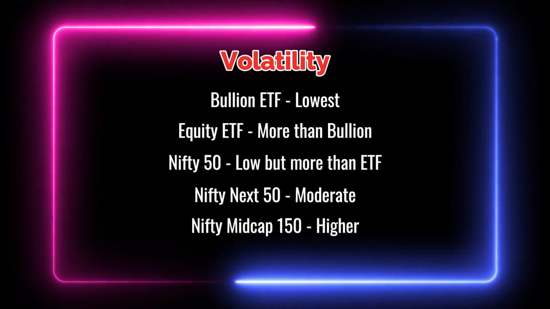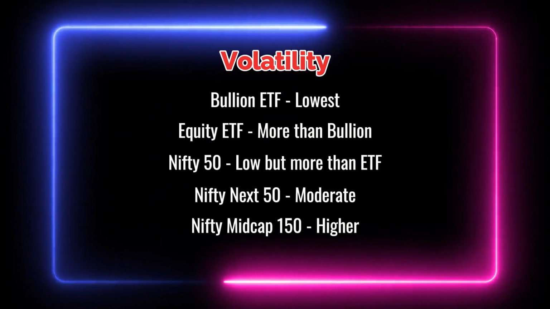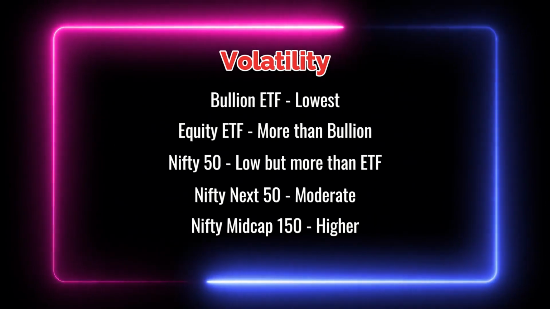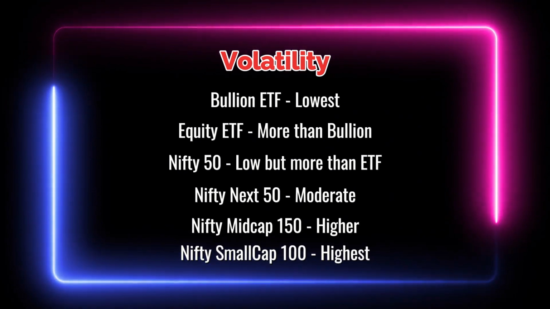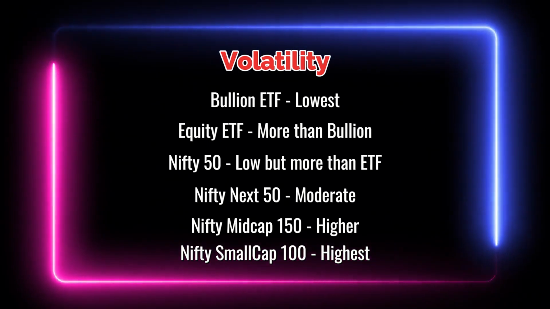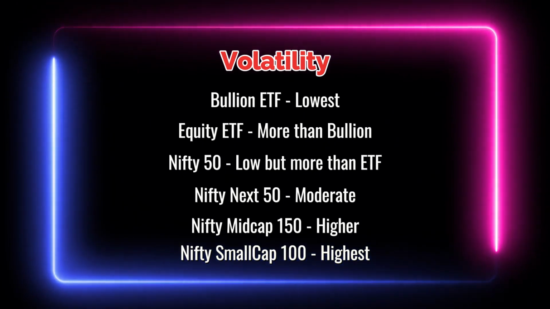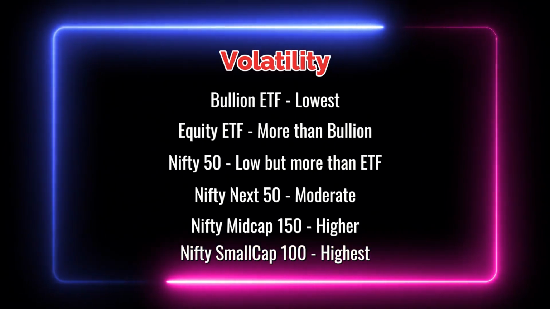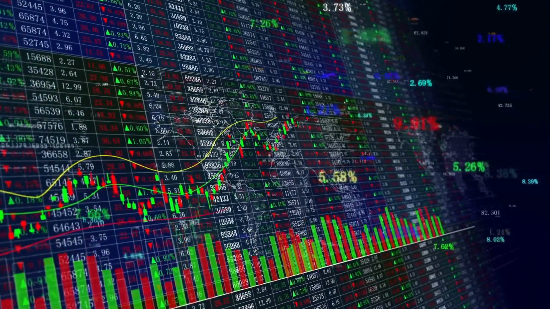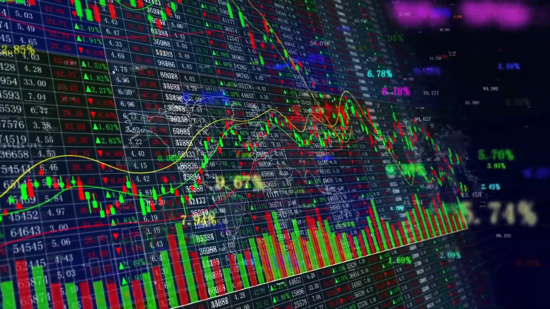Nifty Midcap 150. These include mid-sized companies and exhibit higher volatility. These companies are still growing and hence experience more price fluctuations. Nifty Small Cap 100. These have the highest volatility. Small cap stocks are more susceptible to market changes and can experience significant price swings. By diversifying across these categories, we balance risk and potential returns. We have considered this volatility during dynamic averaging.